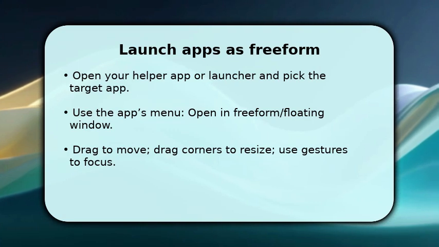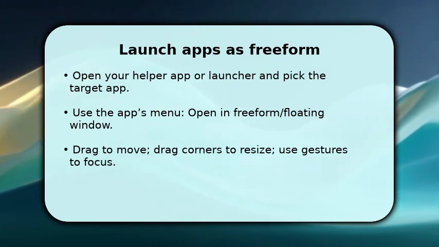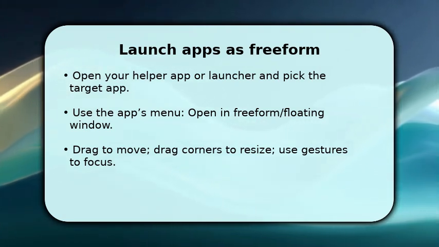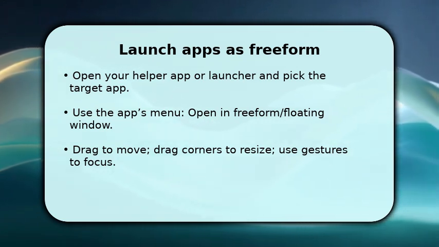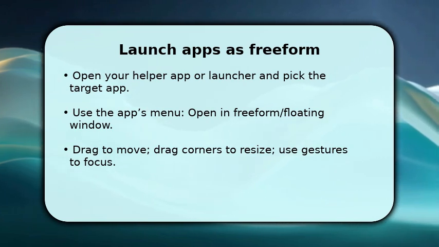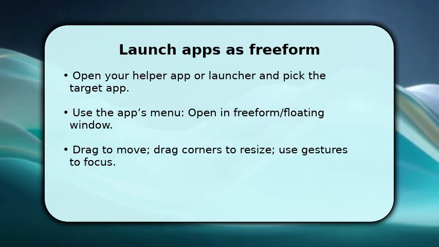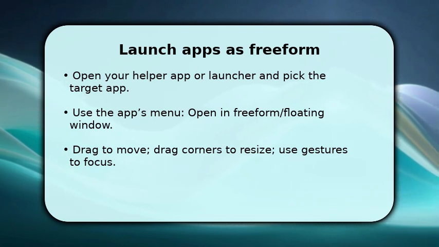Now you create the freeform window. From the helper app, choose the app you want and select Open in Freeform or similar. The window appears as a floating task you can move by dragging the title area and resize from corners. This is how you convert a full-screen app into a multitaskable pane.